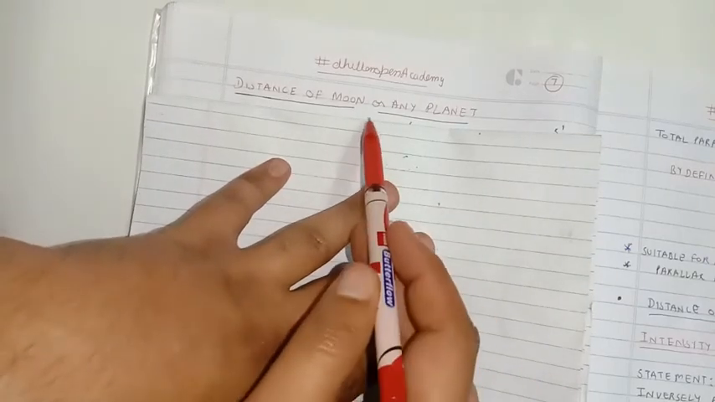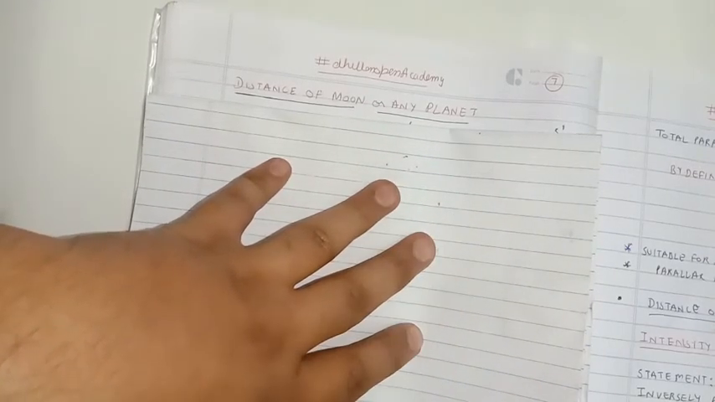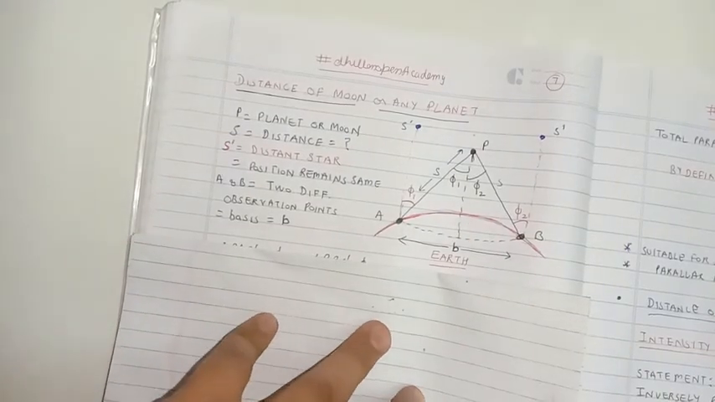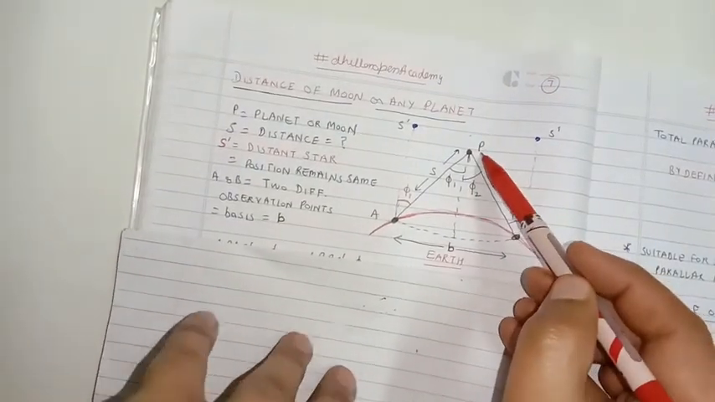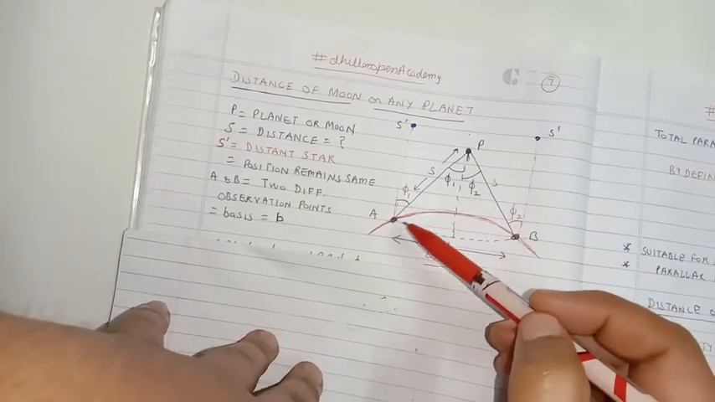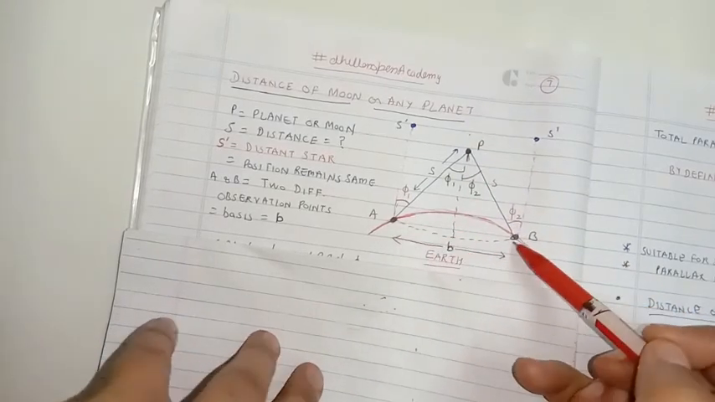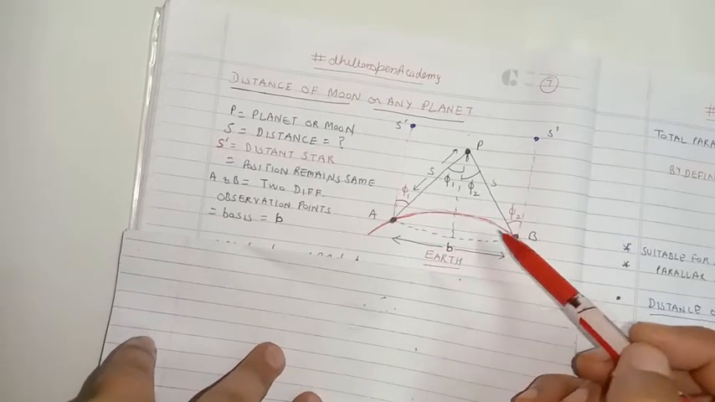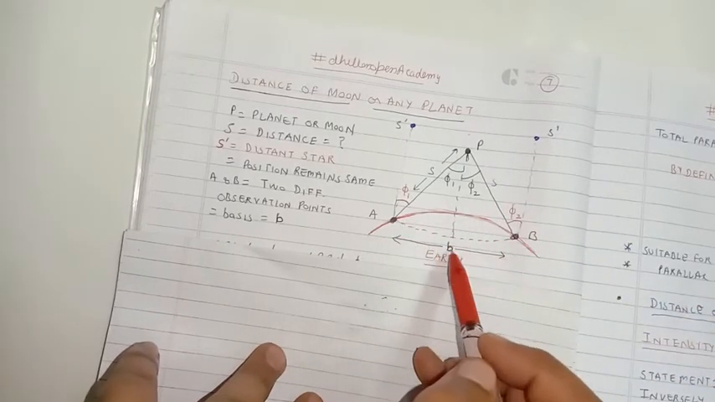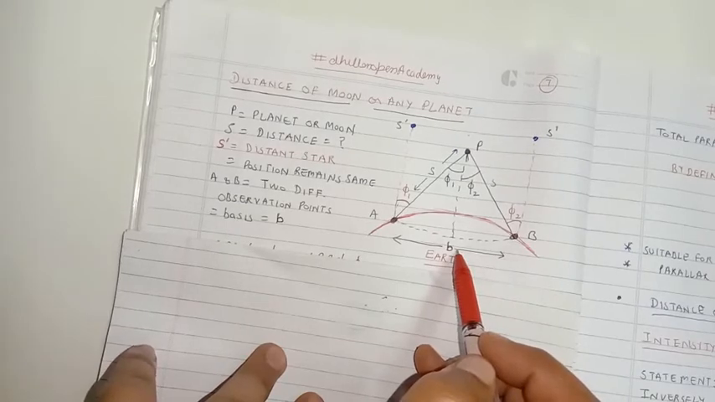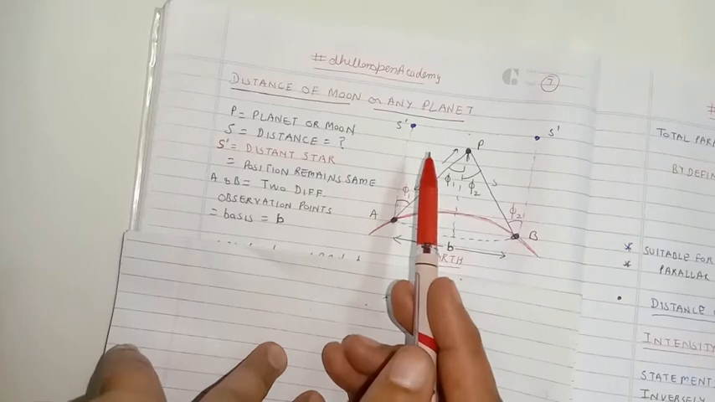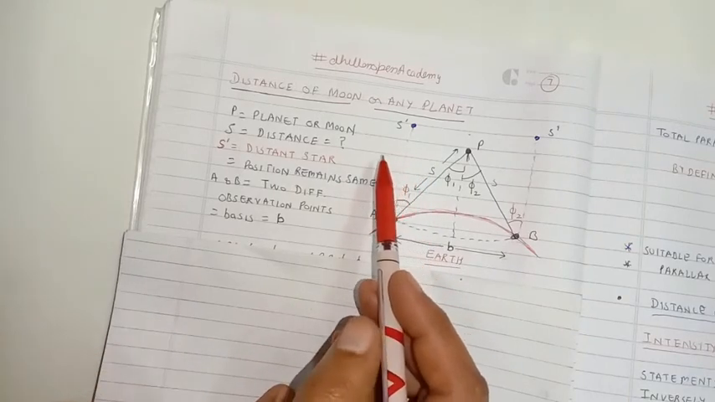First, we measure the distance of the moon or any planet. So, P is the planet whose distance from the Earth is to be measured. A and B are the 2 points of observation. Both are separated by the distance B, which is the basis, and they are very close to each other, separated by a few kilometers or maybe a few hundred kilometers.